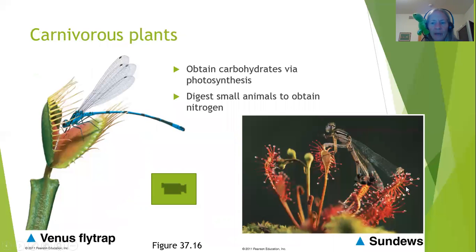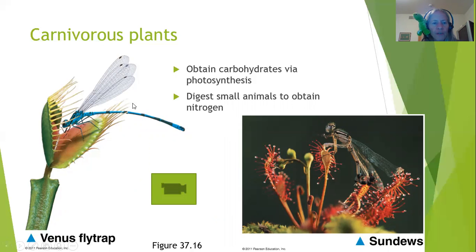So epiphytes, parasites, and then next, third, we have carnivorous plants. And so carnivorous plants, they're actually green plants. Like here you see the Venus flytrap. It is a green plant. It's got chlorophyll. It makes its own carbohydrates by photosynthesis, but these carnivorous plants tend to live in soil that is very low in nitrogen. And so they digest small animals to get nitrogen.